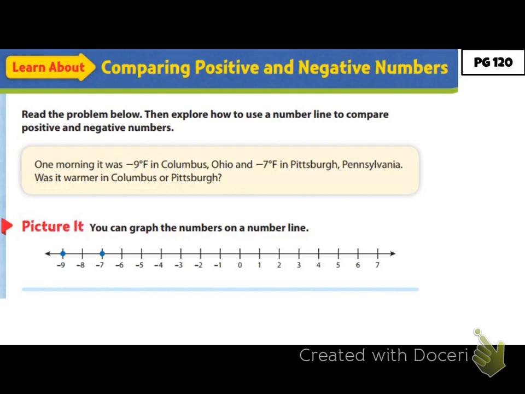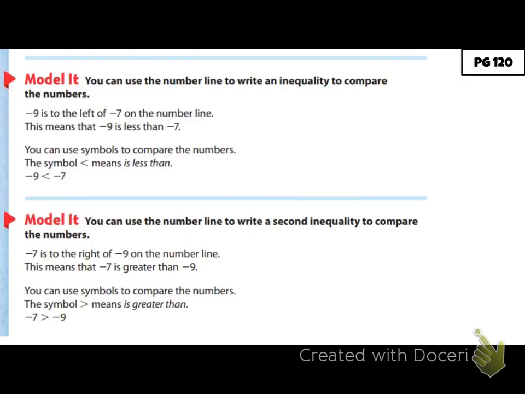So, now let's compare positive and negative numbers. One morning it was -9 degrees Fahrenheit in Columbus, Ohio, and -7 degrees Fahrenheit in Pittsburgh, Pennsylvania. Was it warmer in Columbus or Pittsburgh? So, we can picture this by graphing these numbers on a number line, as you can see here. Or we can model it using the number line to write an inequality or to compare the numbers. So in this case, we're saying greater than or less than.